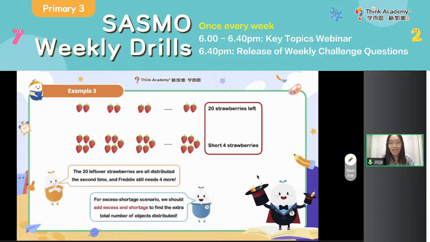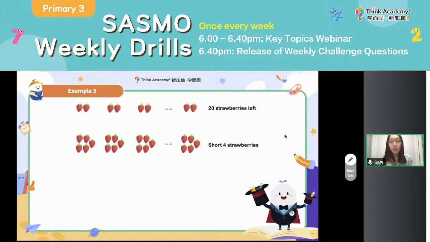It should be plus. The 20 leftover strawberries are all distributed the second time, and Freddy still needs 4 more. So for such a type, we should add the excess and the shortage to find the extra total number of objects distributed. Pay attention to the big difference: that is excess plus shortage. Good job, 24. Excellent. The big difference is 20 plus 4, which gives 24. Then let's figure out the small difference.